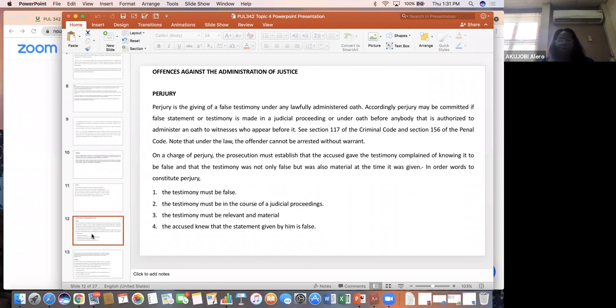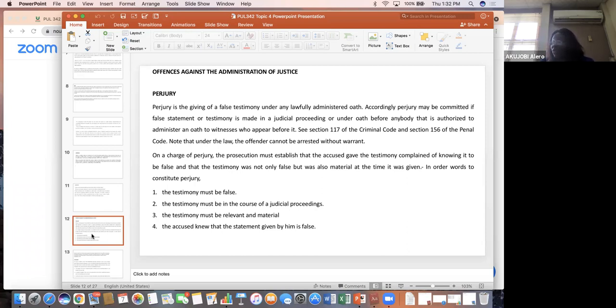It is important for us to note that under the laws, the offender cannot be arrested without warrant. When it is an offense of perjury, you need to have your warrant of arrest. Again, on a charge of perjury, the prosecution must establish that the accused gave the testimony complained of knowing it to be false. Of course, this is very important. The accused person telling lies must know that he's telling lies and that what he's saying is not true. And two, the lie he's telling must be relevant to the facts of the case.